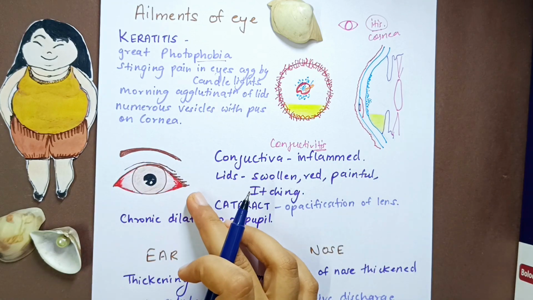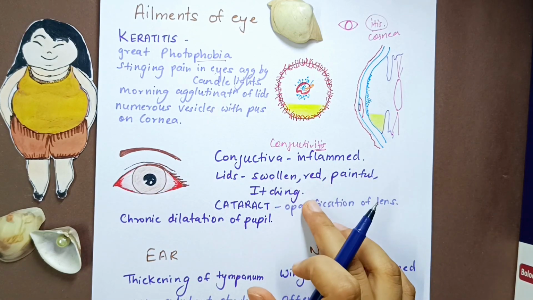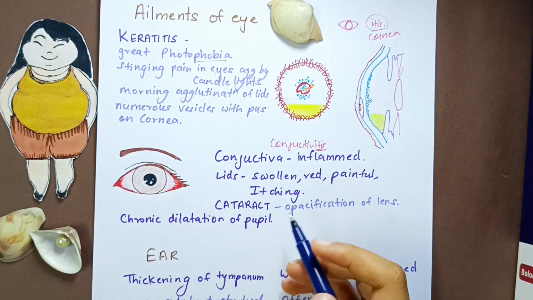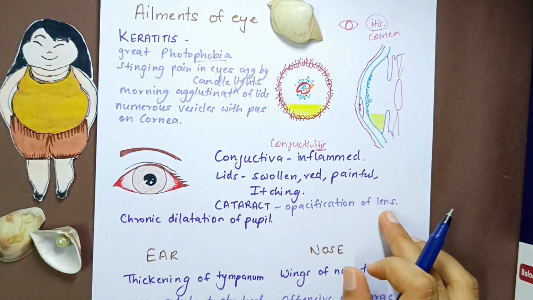It looks somewhat like this. The lids will be swollen, red, painful, and itching. Itching will also be there in the lids. There can be cataract. Okay, cataract basically means opacification of lens.